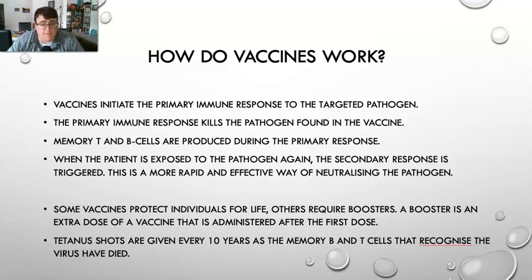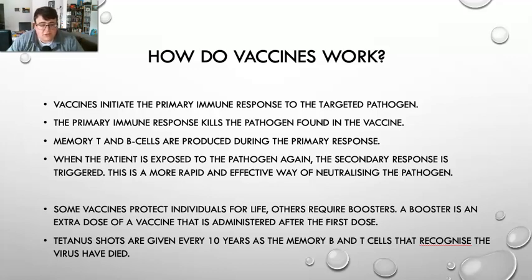When they do this, they create memory T and B cells, and then when the patient is exposed to the pathogen again, you'll get a secondary response. Now, the secondary response is much more rapid and much more effective, so you don't get sick or as sick. There are some vaccines that will protect individuals for life, others require boosters. A booster is just an extra dose of vaccine that's administered after your first dose.